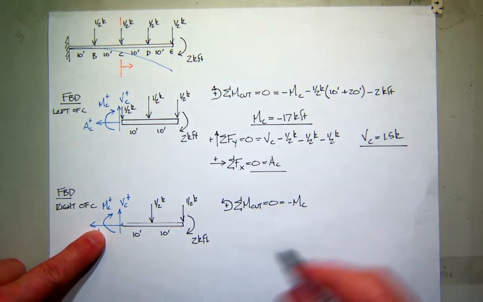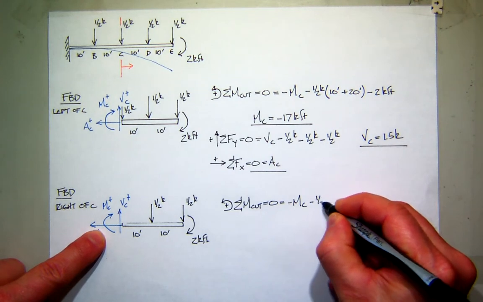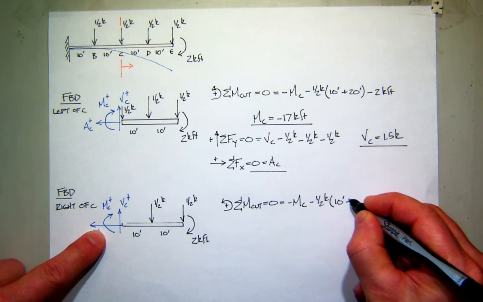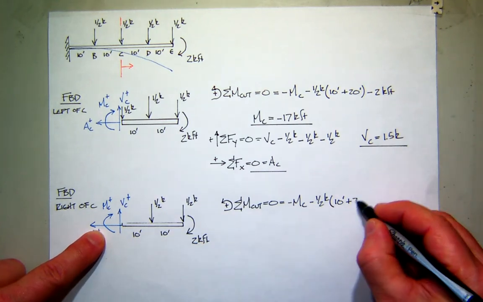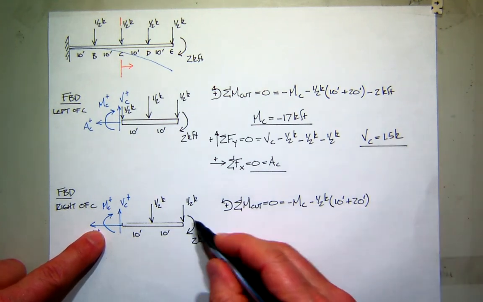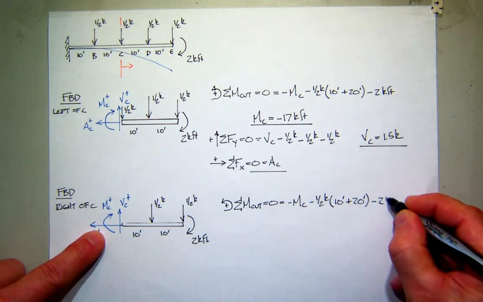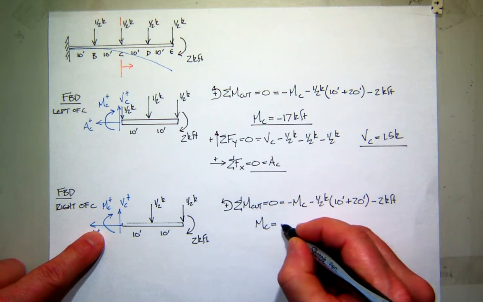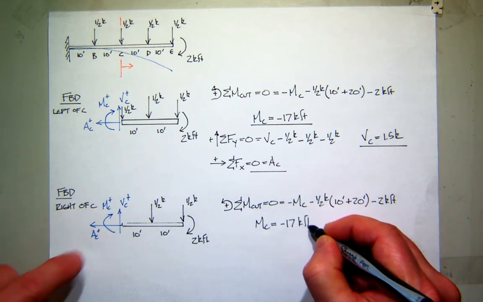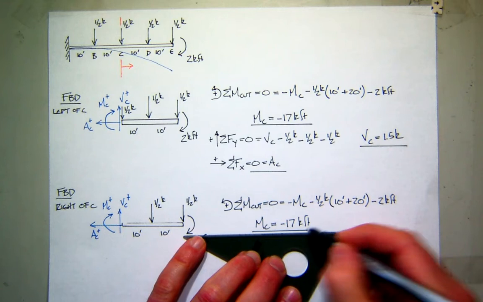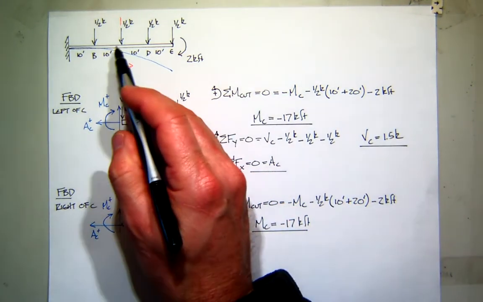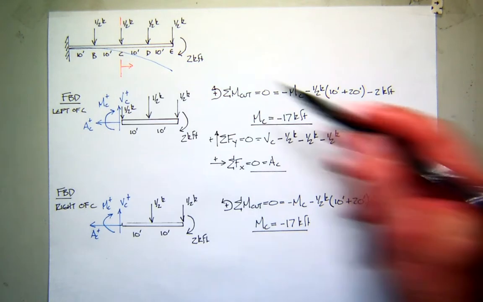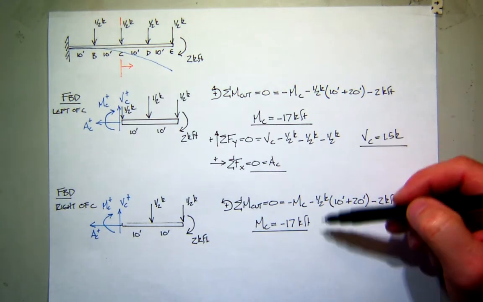These two forces also create negative moment. The force is half a kip. The first one is at a moment arm of 10. The second is at a moment arm of 20. Now here on the end, I have a negative moment of 2. So when I solve for the moment at C, I get minus 17. So there is no change in the moment as I go from the left side of an applied force to the right side. So this applied force is not causing the moment to change instantly.